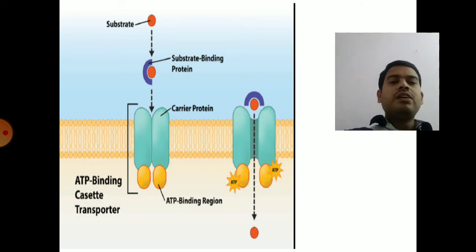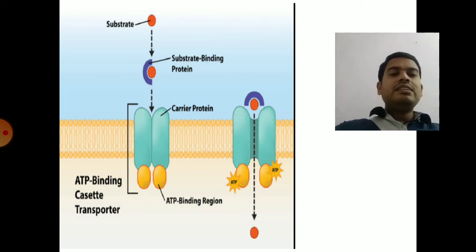So this is the process of how the solute particles will bind to the protein, and the solute protein complex binds to the ABC transporter system, and the ABC transporter system, with the help of ATP utilization, will transport the solute particles from outside the membrane to inside the membrane. So that is the ATP binding cassette transporter.